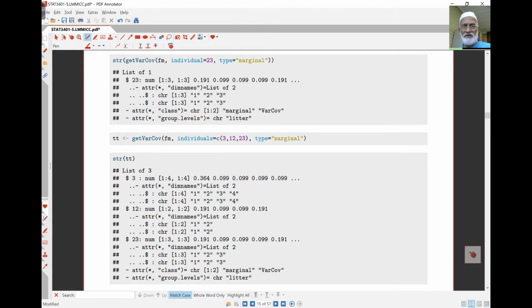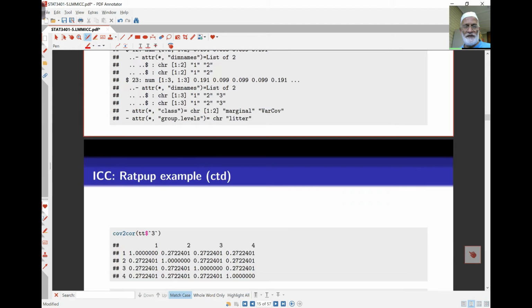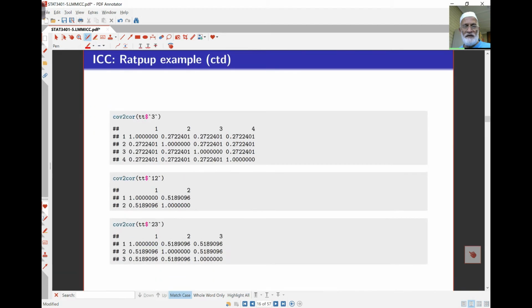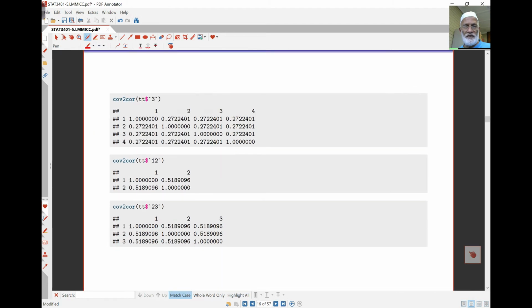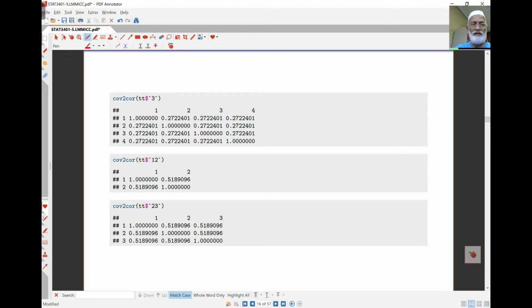And here's some of the structural information. You can have a look to see what's going on there as far as the sizes of these things are concerned. You can look at that slide yourself. So we have in the rat pup example, if you look at the correlation, all that means here is you're going to just normalize everything by the variance covariance entries, and so you should be able to get these numbers over here.